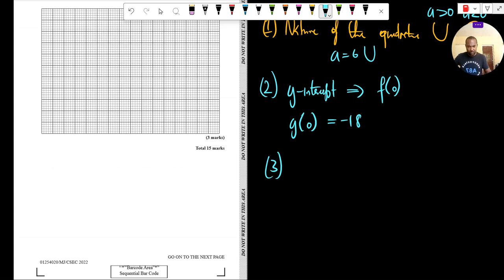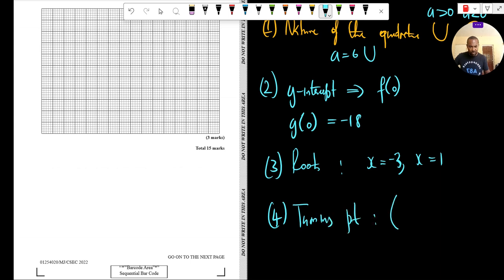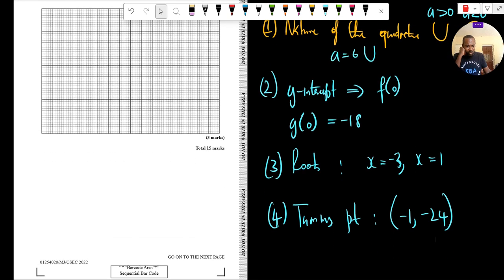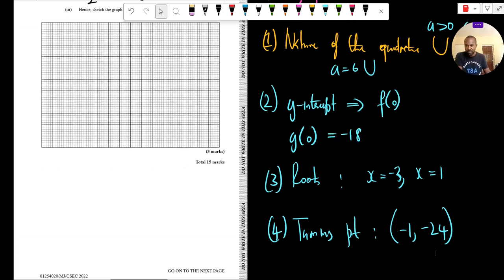What else do we need? We need the roots. We know the roots are x equals minus 3 and x equals 1. We found those. We also want the turning point, and we already found it, which is (-1, -24). With all that information, we can now sketch our graph as best we can. The graph needs to go all the way down to -24, and the y-intercept is -18, so we're going to have quite a few values down on the negative y-axis.